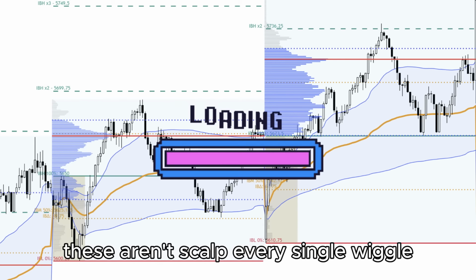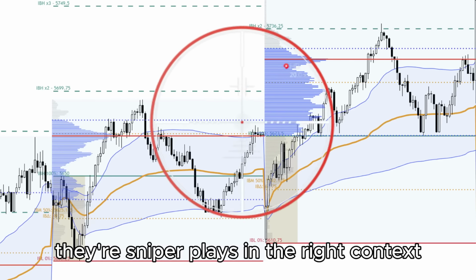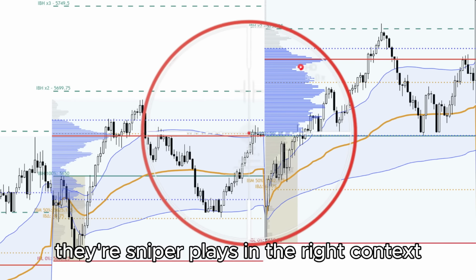These aren't scalp every single wiggle, every single 30-second candle setups. They're sniper plays in the right context.